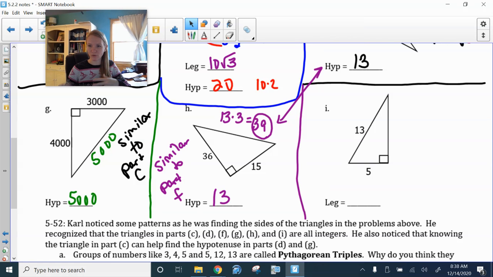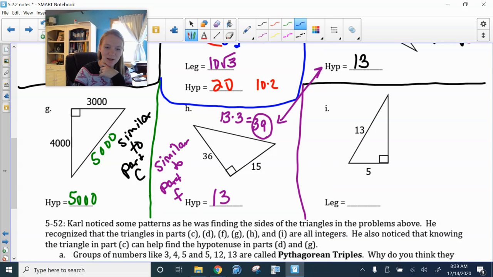And that's kind of why we want to go over these, so that you guys recognize and can start seeing some of those similarities. How about the last one? Part I. Any guesses on the missing side?